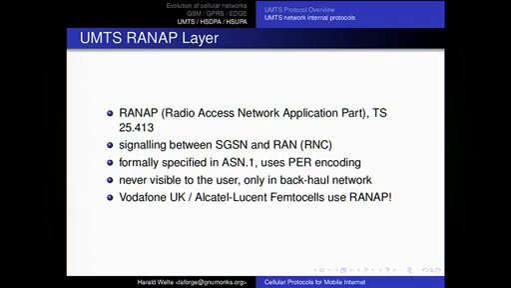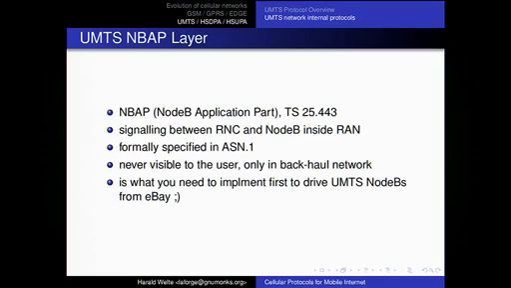The RANAP protocol is between the RNC and the SGSN. It's again specified in ASN1, also uses PER encoding, never visible to the user. However, the Vodafone UK and Alcatel-Lucent femtocells use RANAP also to the femtocell. So if you're into looking at those devices, you will find RANAP in there. There's also something called NBAP, the Node B application part, which then is between the RNC and the Node B. Again specified in ASN1, again not visible.